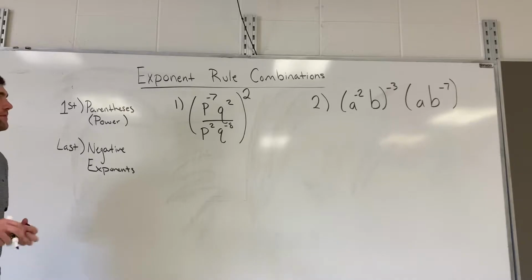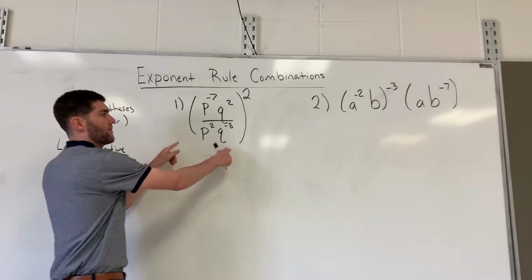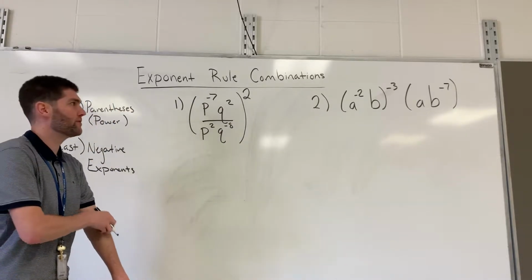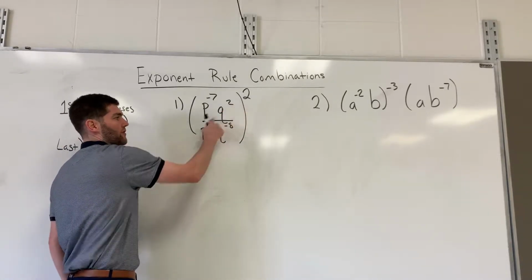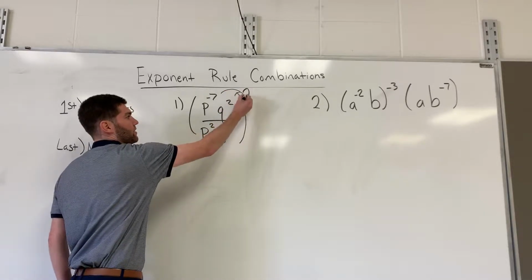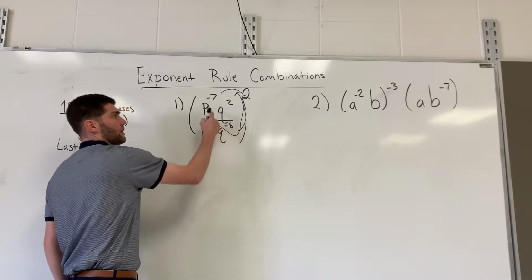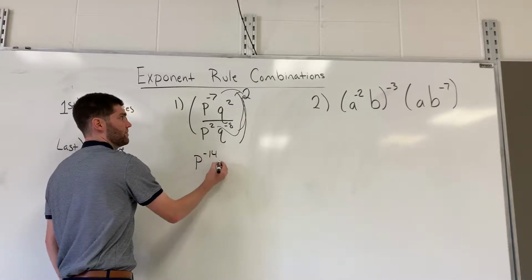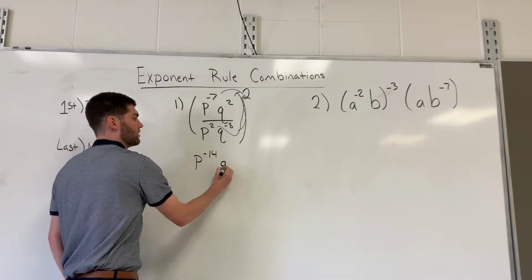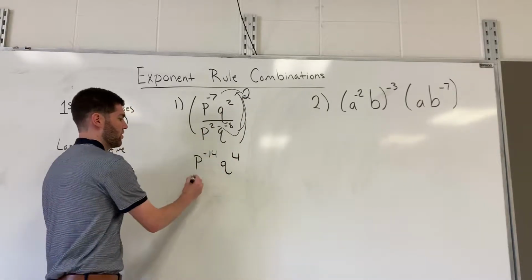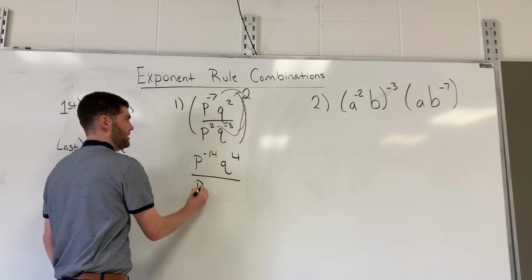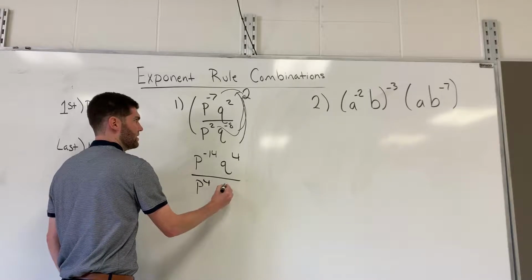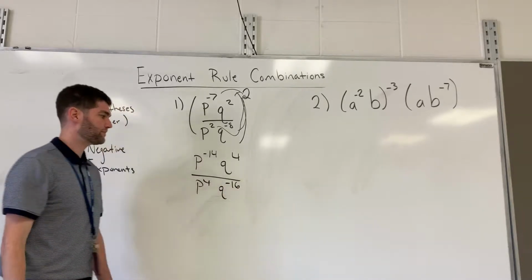So for this first one, I've got parentheses here, and I've got a power to a power. So I've got my expanded power rule, and I have to distribute this outside power towards all my other exponents. So I'm going to do that quickly. So negative 7 times 2 would be p to the negative 14. 2 times 2 would be q to the 4th over 2 times 2 again would be p to the 4th, and then 2 times negative 8 would be q to the negative 16.